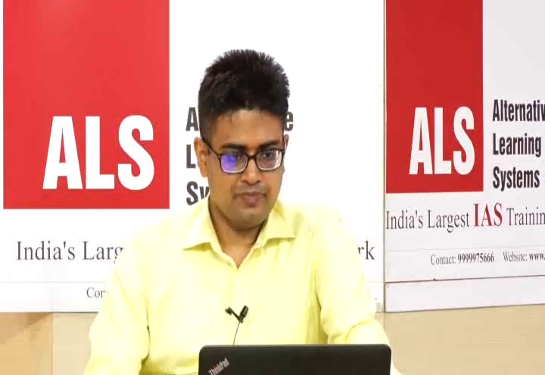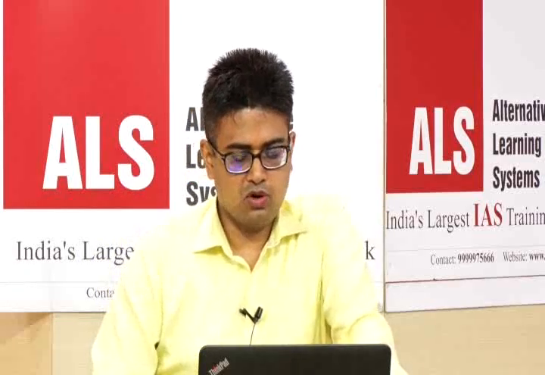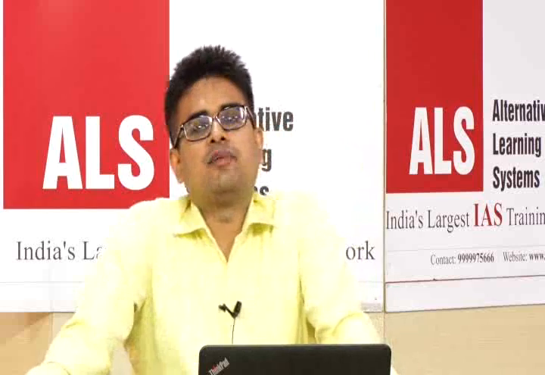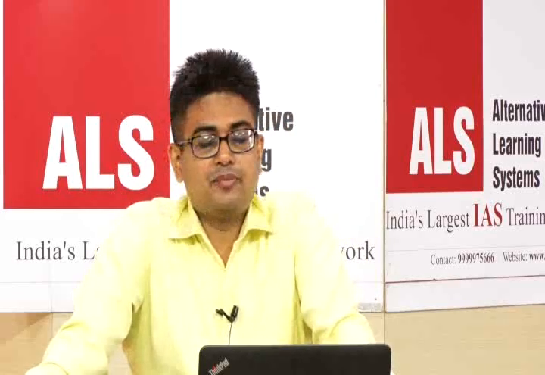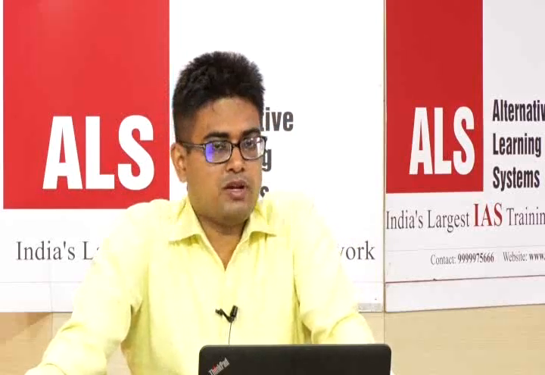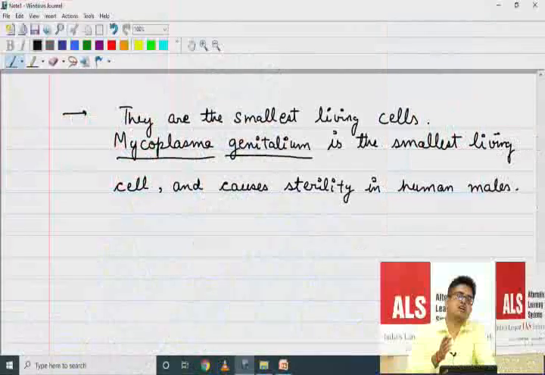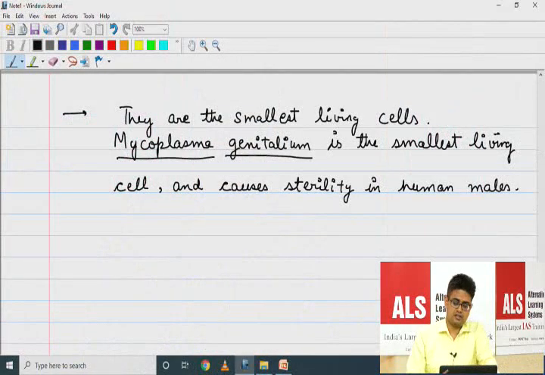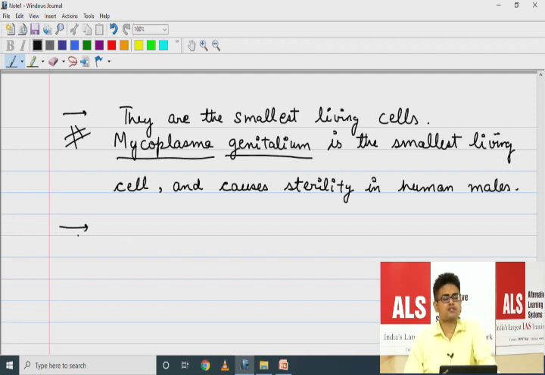So I was telling you that mycoplasma is the smallest living cell, and among all the living cells, Mycoplasma genitalium is the smallest. The question that is asked in your examinations is what are the specific diseases caused by mycoplasma? One question I've already told you. The other question is regarding their habits and their structure. So please write some few points about mycoplasma. Mycoplasma do not possess a cell wall.